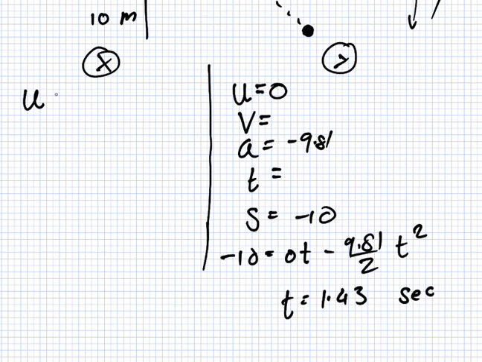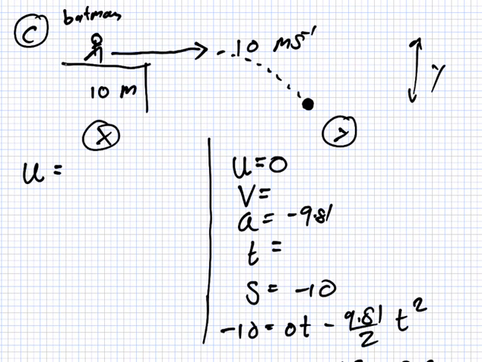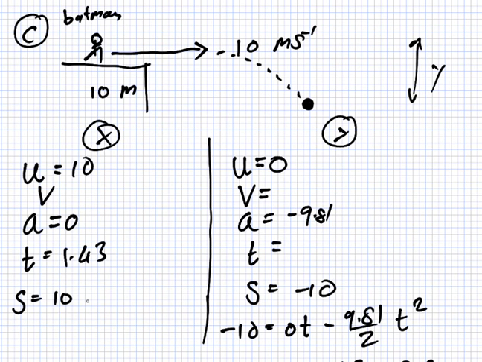Now I can use that to get the range. What's U? If you look at the picture, what's U? 10. V, don't know. A, 0. T, the answer I got here, 1.43. And S is what I want. So S equals UT plus a half a T squared, which is gone. So again, I have my range. It will be 14.3 meters.